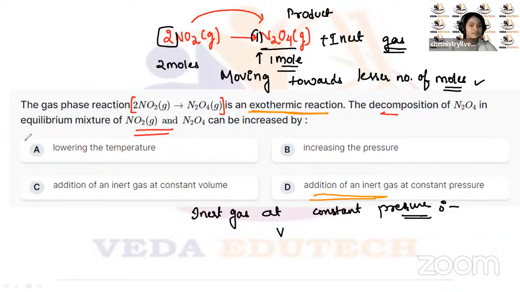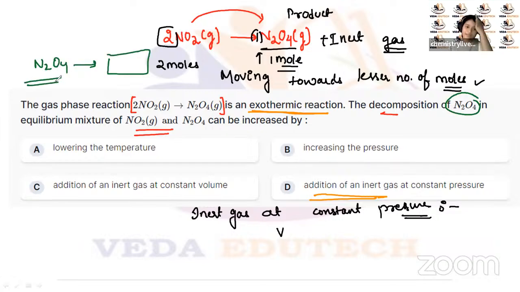Just a minute, children. So this is asking us about the decomposition of N2O4. So we want to decompose N2O4. If we are looking at the forward reaction, it is being asked about moving towards N2O4. We are asking about decomposition of N2O4.